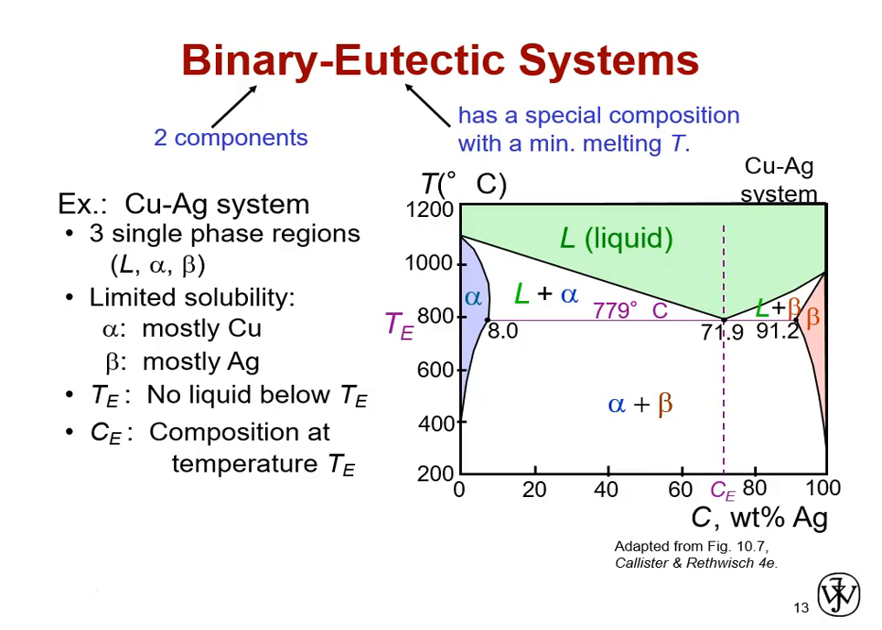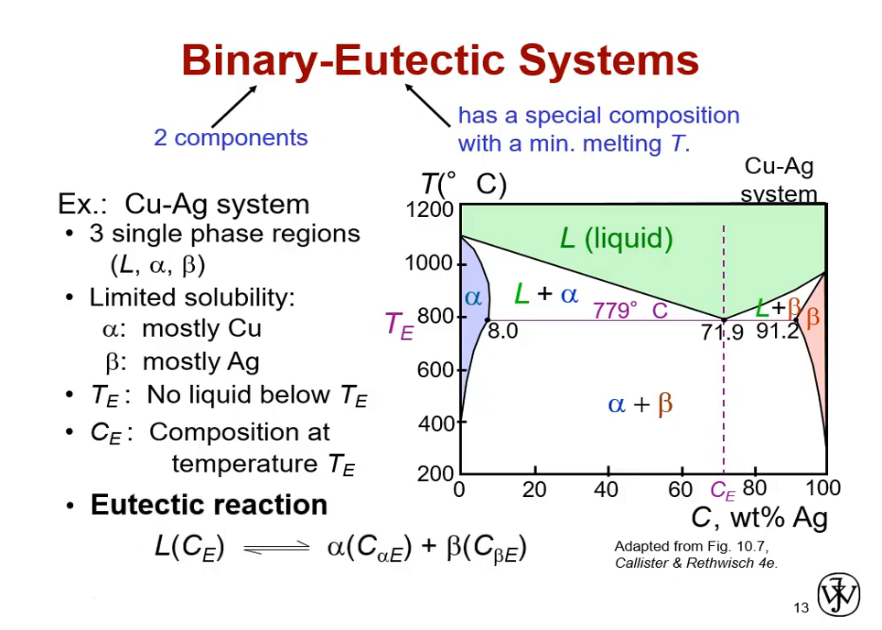And that is a unique combination of equilibrium, phase, and composition state variables. So it's unique on that diagram. So there's only one point on the diagram where we can have liquid, alpha and beta all present simultaneously, and that's the eutectic composition and temperature.